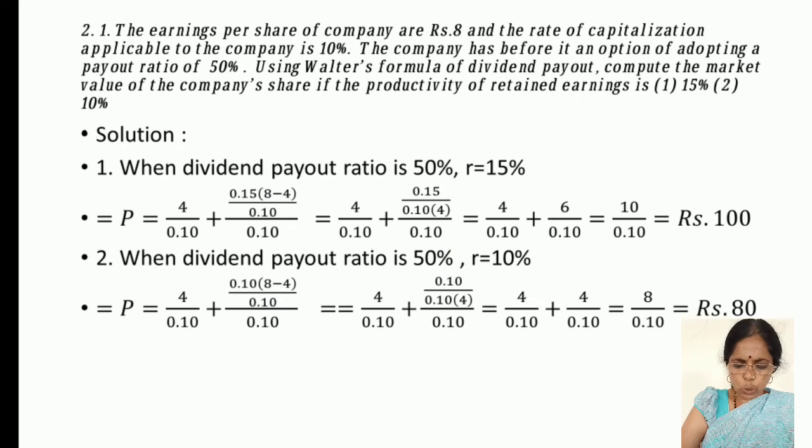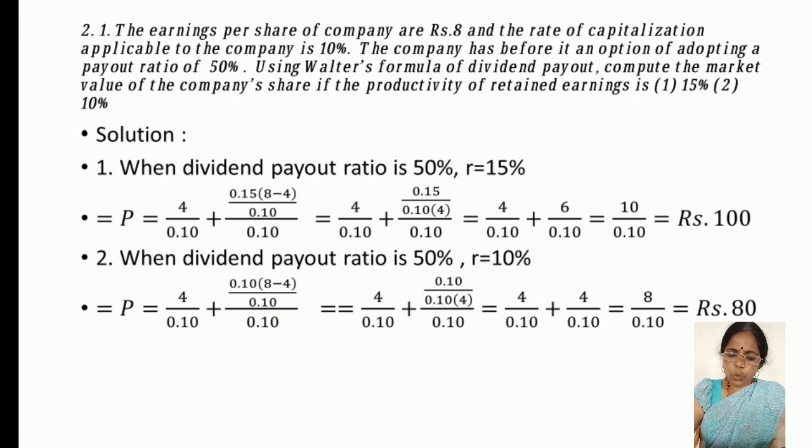Now we will come on to another option. When the dividend payout ratio is 25%, the productivity of retained earnings is 5%. Same way we go on substituting here. When we substitute here, we get rupees 50. So this is how it works when the dividend payout ratio is 25% and R is 5%. Capitalization applicable to the company is 10%.